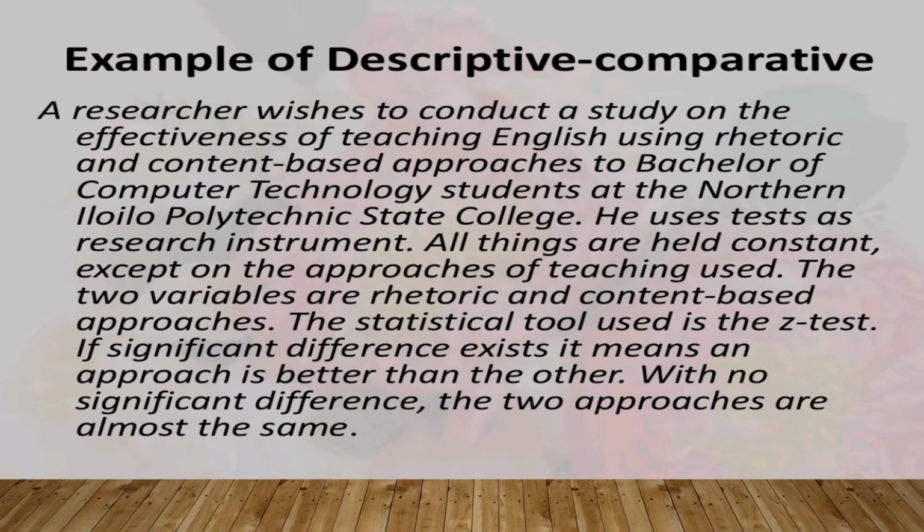All things are held constant, except the approaches of teaching used. The two variables are rhetoric and content-based approaches. The statistical tool used is the z-test to see if a significant difference exists. If it does, it means an approach is better than the other. With no significant difference, the two approaches are almost the same.